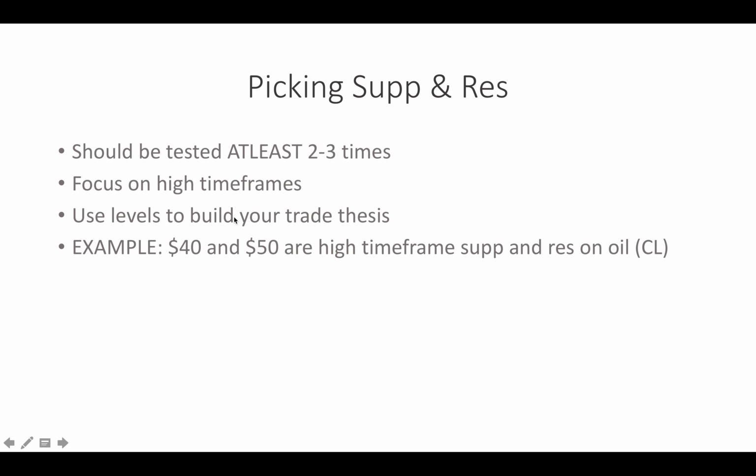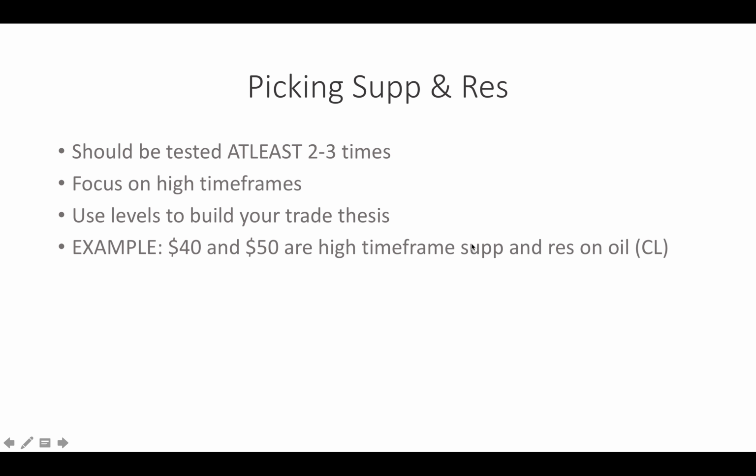You want to use levels to build your trade thesis. So this is primarily for your entry part of your thesis. You want to say, this is the level I'll be looking at, and how it reacts off of these, and I want to get in at this level, above or below the reaction point. So you want to build your trade thesis using support and resistance. For example, $40 and $50 are high time frame support and resistance on CL, which is oil. From now on, we'll be saying CL. You should automatically know we're talking about oil contracts, oil futures.